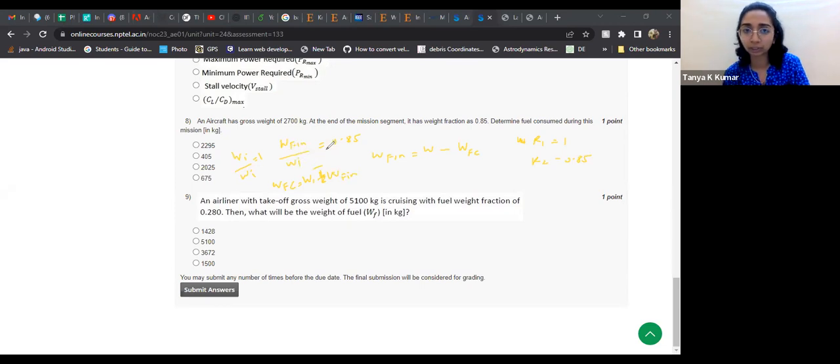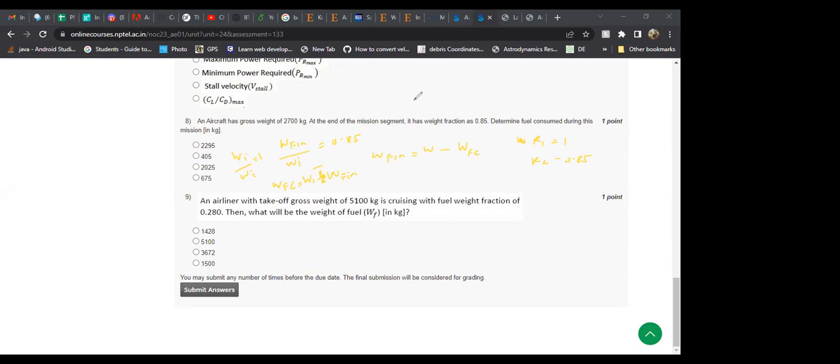I cannot completely solve this before the assignment is due. So I hope you get an idea. The next question is again similar to that. They have given you the fuel weight fraction, how much fuel is consumed. Did you get some idea? We will obviously discuss this next session once you have submitted the assignment, but I hope I am able to.